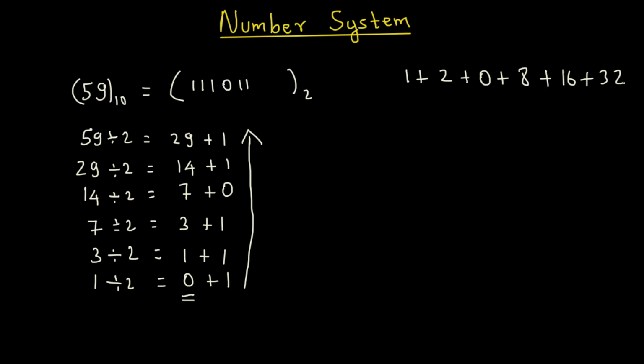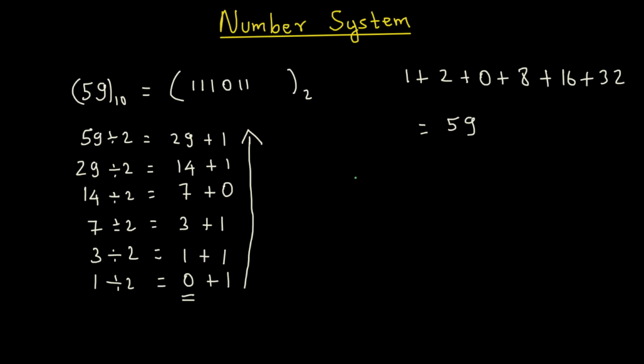1 plus 2 is 3, 3 plus 0 is 3, 3 plus 8 is 11, 11 plus 16 is 27, 27 plus 32 is 59. So we get 59, right?